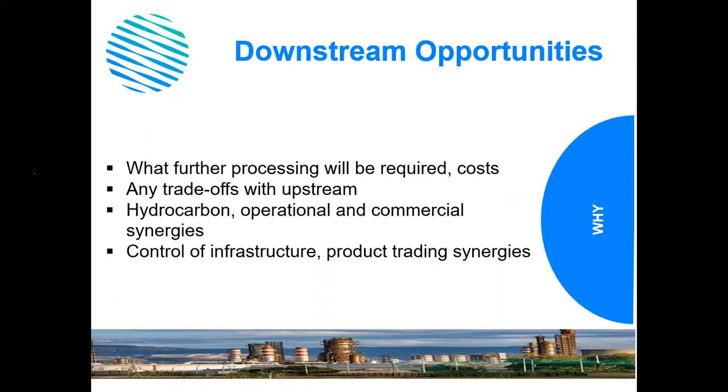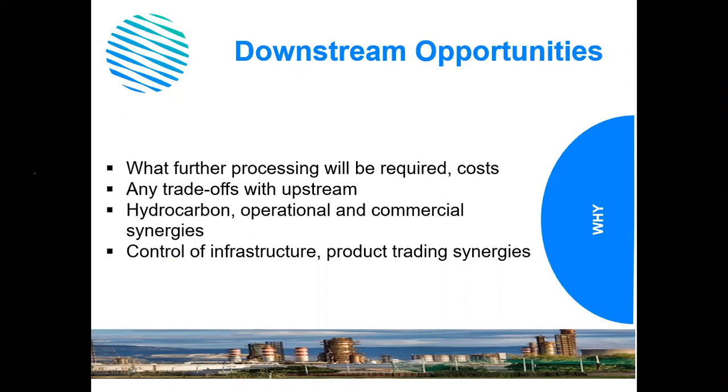So this often generates some trade-offs. So where does this further processing happen? Should it all happen at the field, or should there be limited processing at the field and further processing at a terminal, for example, or at the refinery? Where should the processing take place? And there'll be some trade-offs here that you might need to discuss in your business case.